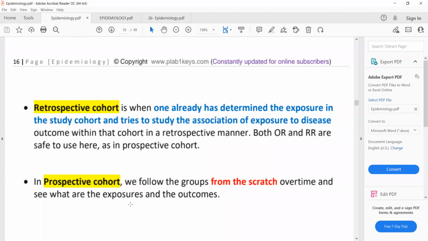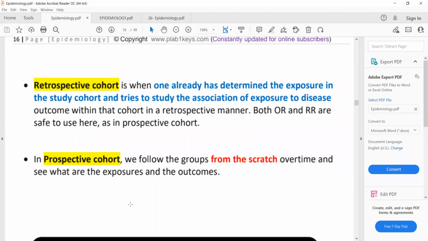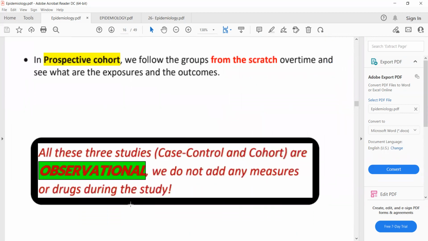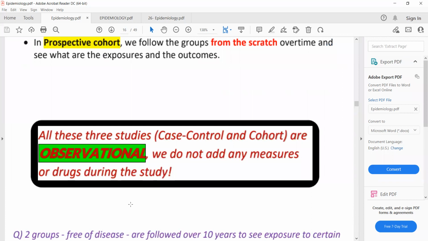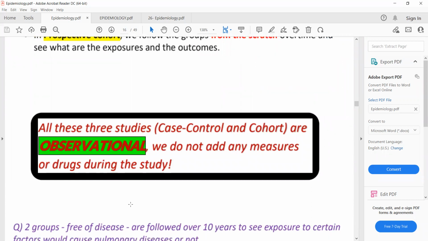Retrospective cohort is when we have already determined the exposure. So it starts from the exposure and then it looks back to see if the person has developed the outcome. All the three studies, case control, retrospective cohort, and prospective cohort, are observational studies.